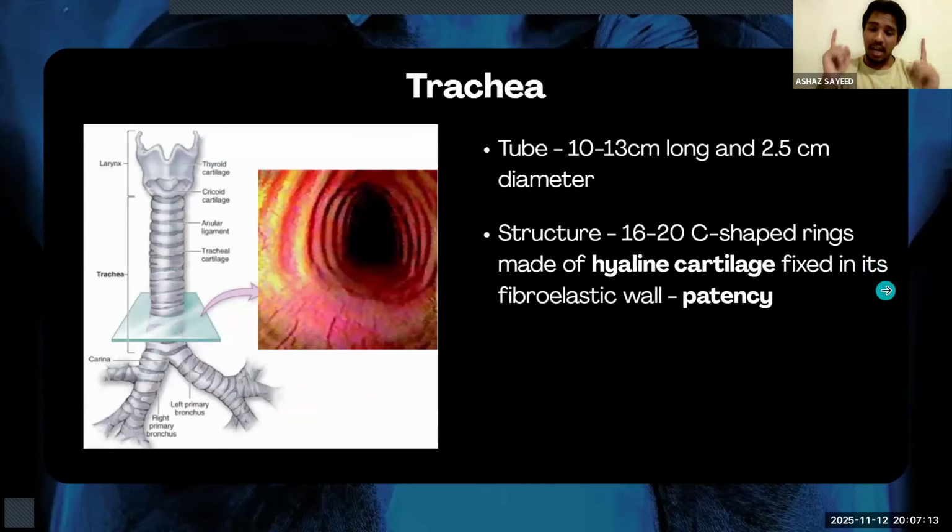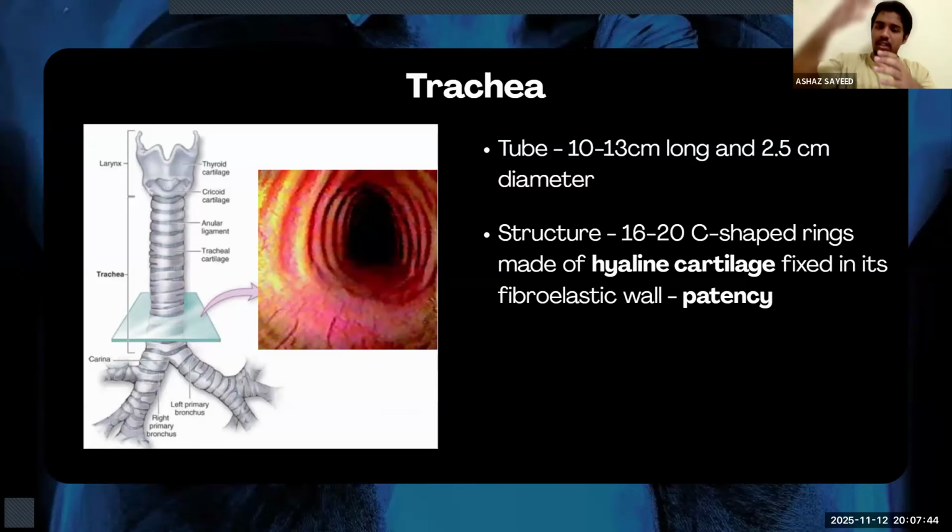What you have to know is the trachea is made up of C-shaped hyaline cartilage. So it's not a perfect tube, it's not a tube of cartilage. It's basically rings. So you have your first ring, your second ring, your third ring. And these are not completely circular. These are C-shaped rings.